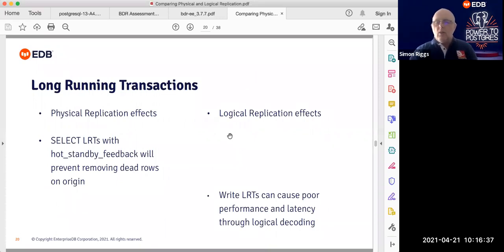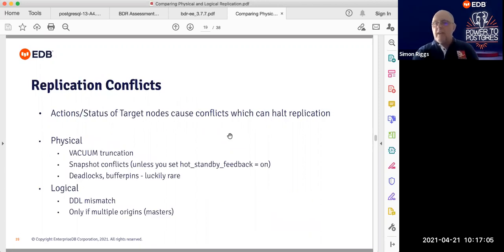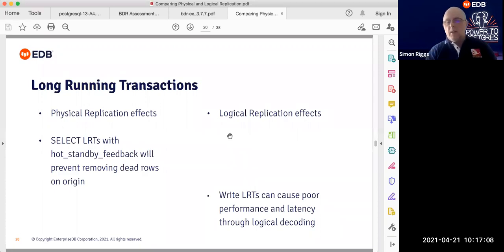Now, if you use hot standby feedback, then what that means is that a long-running select transaction on the hot standby will actually hold back the xmin value, which means that it will prevent the removal of dead rows on the origin node. So there is a physical effect of setting hot_standby_feedback on. So that then gives you a choice of problem. Do you have snapshot conflicts, or do you have prevention of the removal of dead rows? So there isn't a perfect world there. You've got to make choices as to which negative you find the most acceptable.